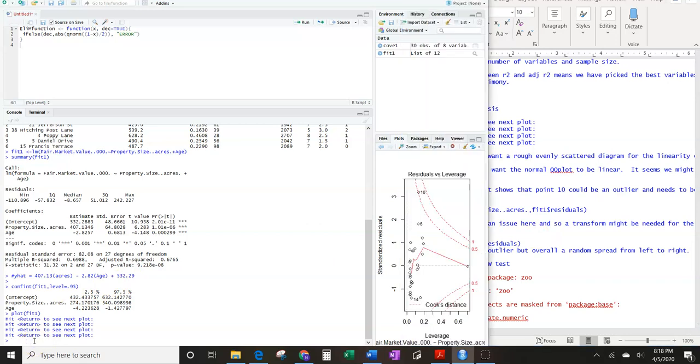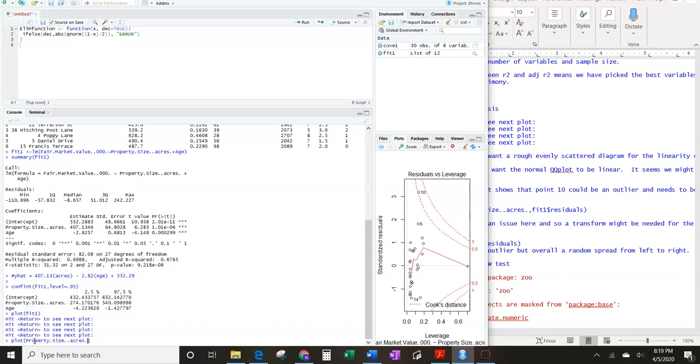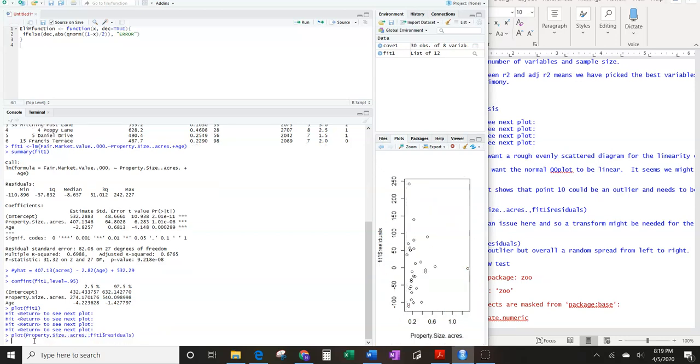Now, we are doing multiple regression. Multiple regression means we should also look at the residuals per each slope. What does that mean? We should plot each individual variable. For example, we have the property size. There it is, property size in acres. And we should measure that according to the model's residuals. We should plot those residuals against the x variable and see if there's any type of pattern.